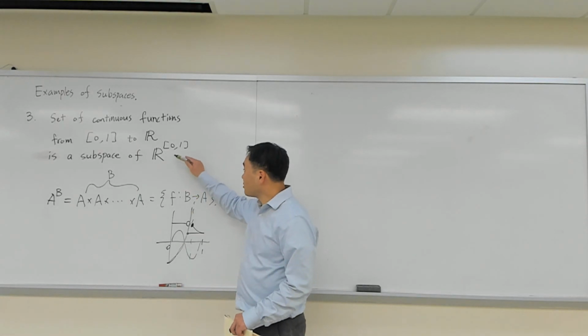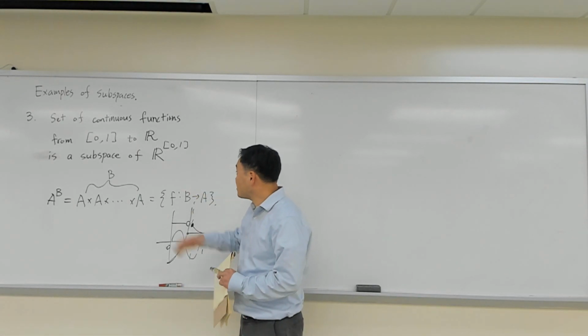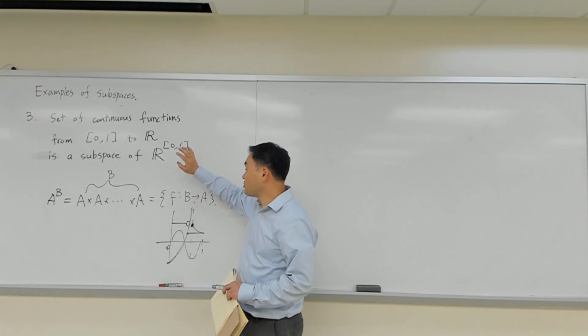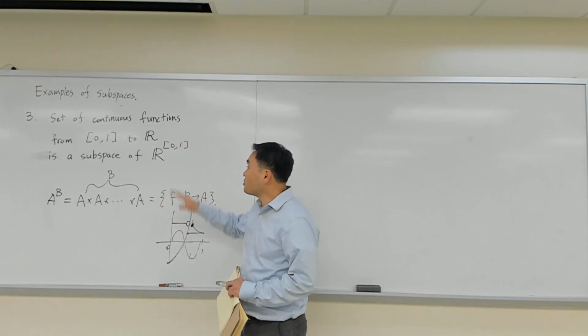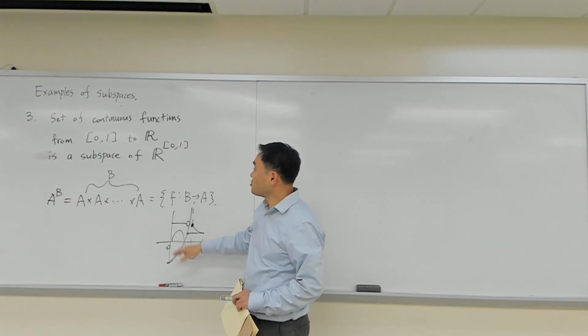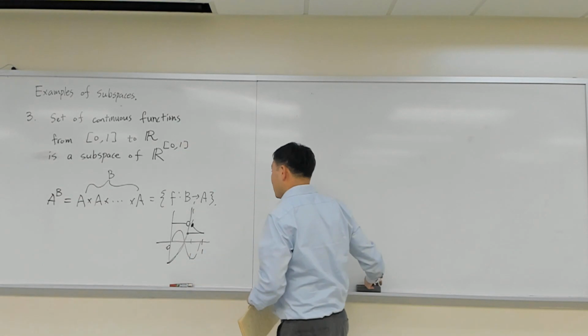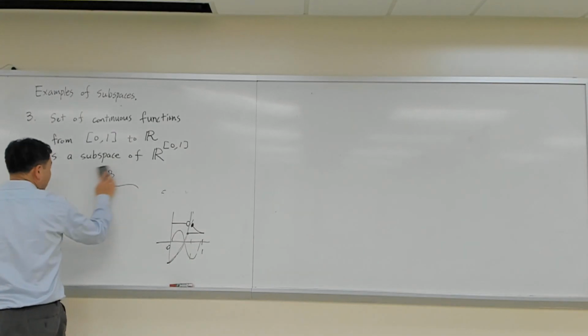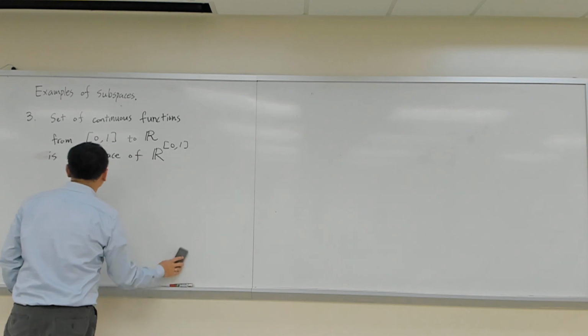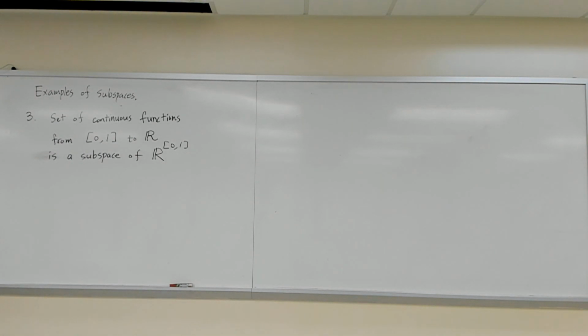And last time I explained why this set of all the functions forms a vector space. And now I'm trying to say the set of continuous functions from 0, 1 to R is again a vector space. Why is that? First of all, is 0 in here? What is 0 in this space? The function that maps everything to 0. Yeah, the constant function 0. Definitely that's continuous.